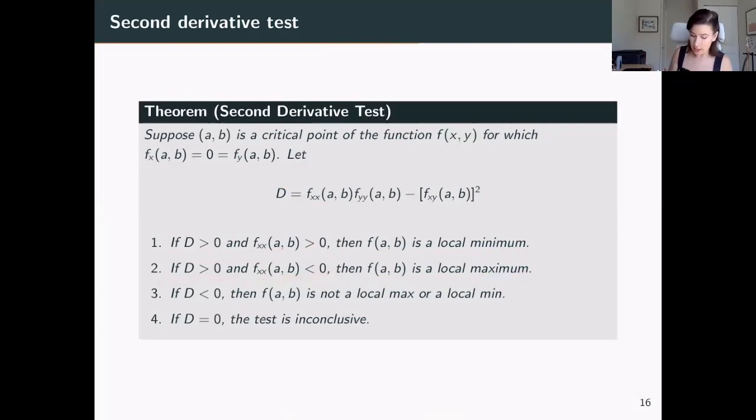If we get that our D is less than 0, then f of (a, b) is not a local max or a local min. It's a special point that I'll define on the next slide. And similar to our first version of the second derivative test, if D is equal to 0, then the test is inconclusive. So we have these cases for the second derivative test that we'll be using in the following examples.